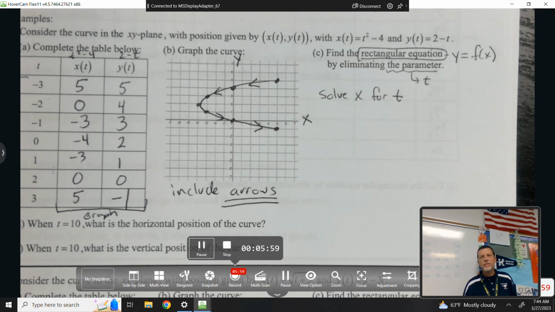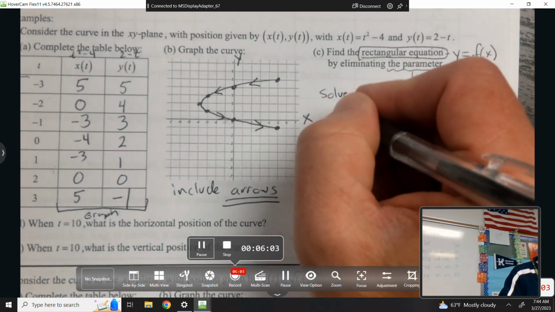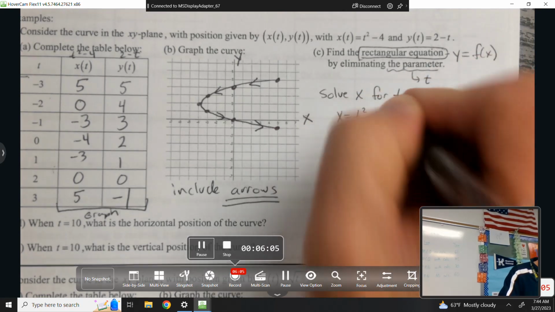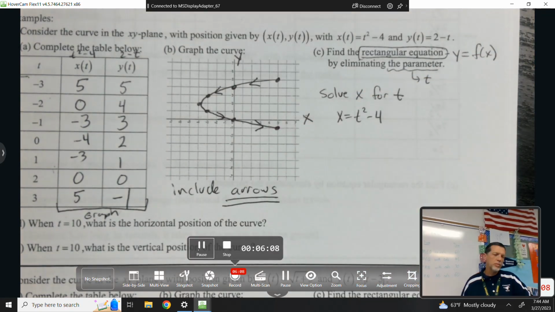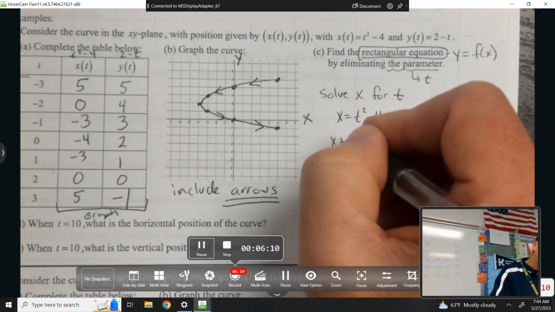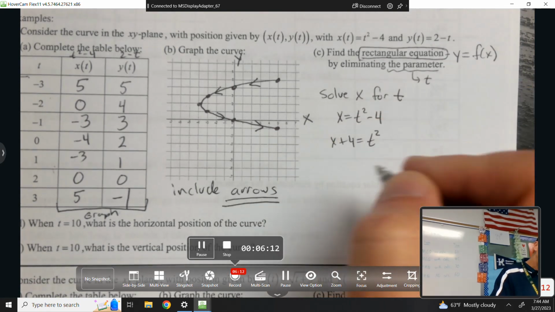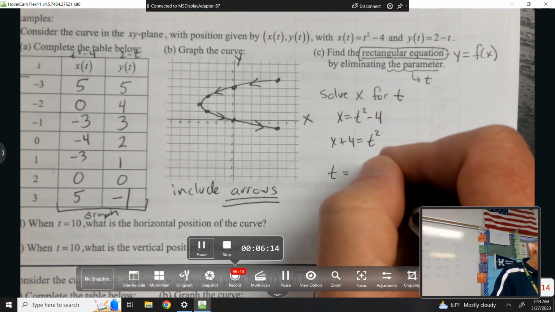Or solve x for t. So take your x equation and solve it for t. So let's move the 4 over. And then square root both sides.